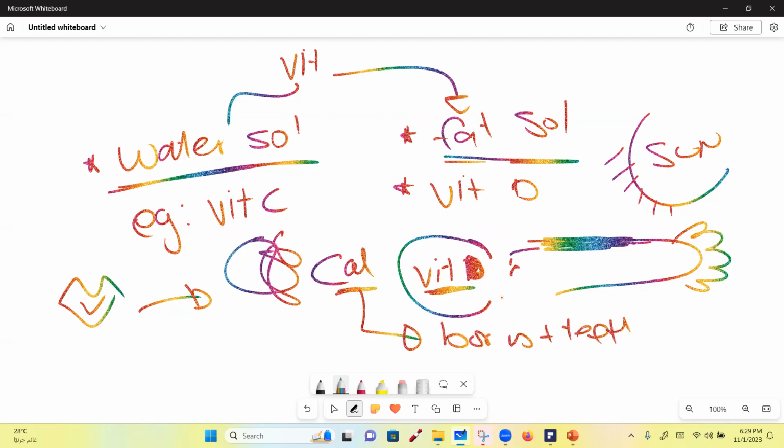So if you are drinking lots of milk, but you're not being exposed to the sun, the vitamin D will not be activated and you will not absorb the calcium. It's useless. They work together. The vitamin D has to be activated because when it is activated, it will absorb the calcium. The calcium is absorbed, it will be used in strong bones and teeth.